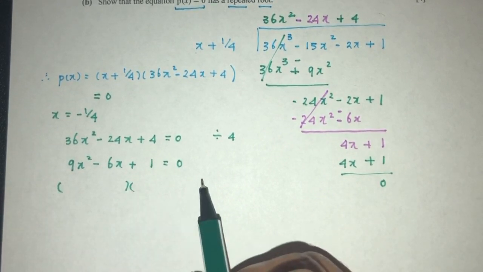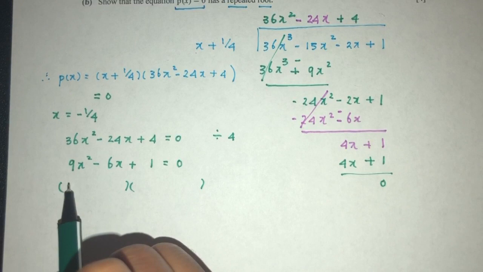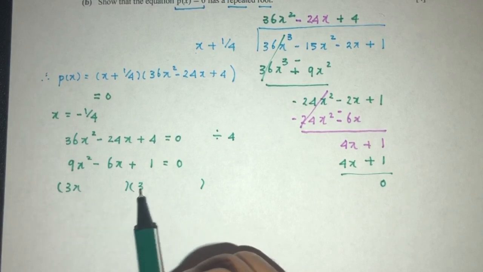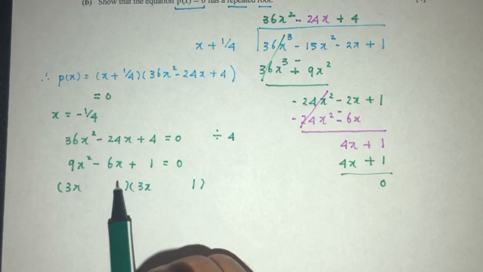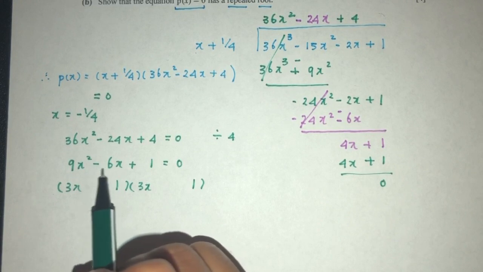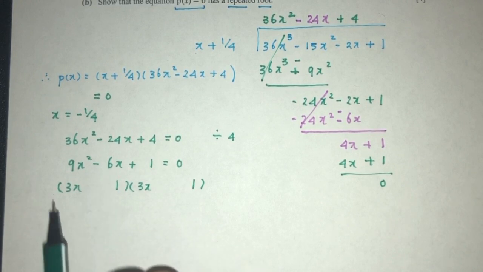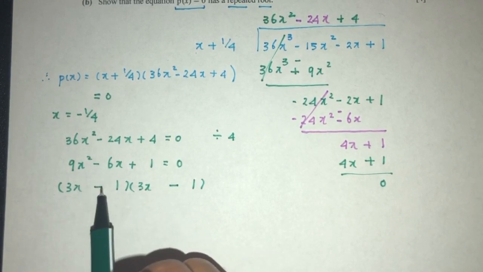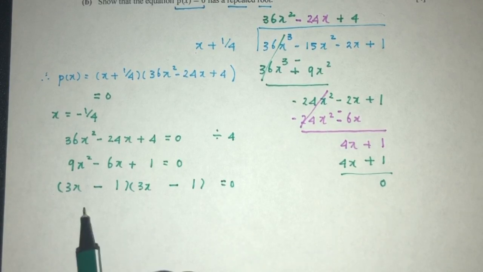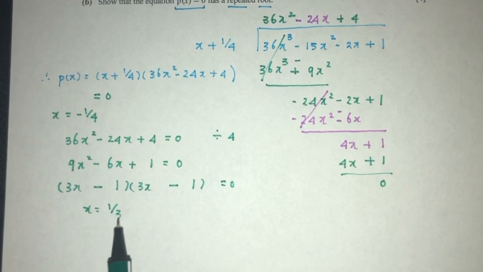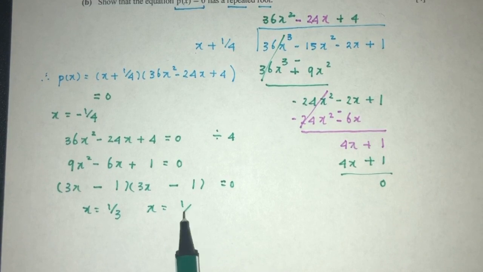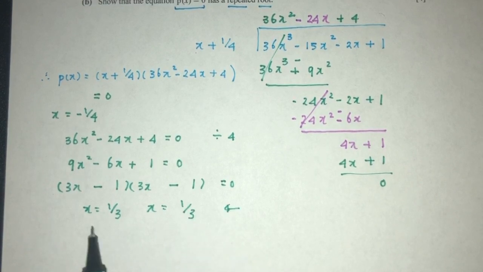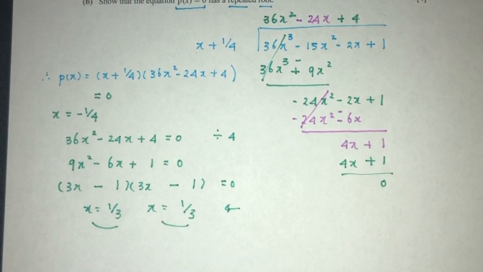Now we can factorize. What is 9x squared? It is 3x times 3x. Now 1 is 1 times 1. If you want the value of minus 6, we have to have minus 3 minus 3. So x will be 1 over 3. So shown as required, here we have the repeated roots as x equal to 1 over 3.